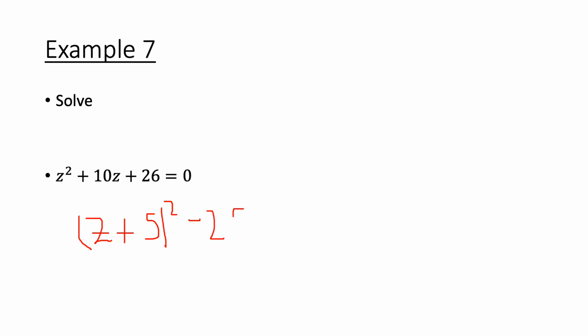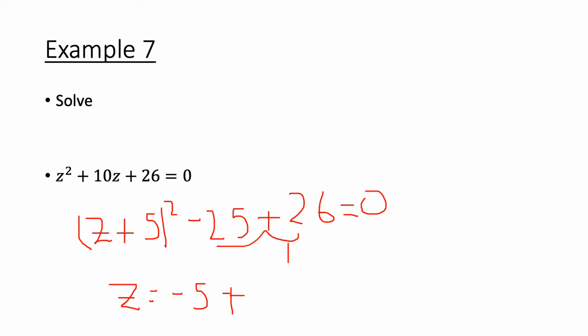Minus 25 plus 26 is equal to plus 1 is equal to 0. Okay, rearranging this, guys, in one go, I get Z is equal to minus 5 plus or minus the root of minus 1, because bringing this over, I get positive 1 here. So this gives me positive 1. Bring that over, I get minus 1. And then rearranging this, I'm going to get minus 5 plus or minus i. So that is my solution, or imaginary solutions, to this equation here, guys.